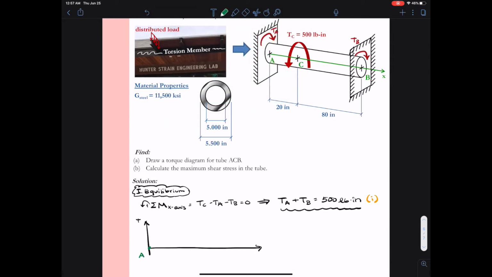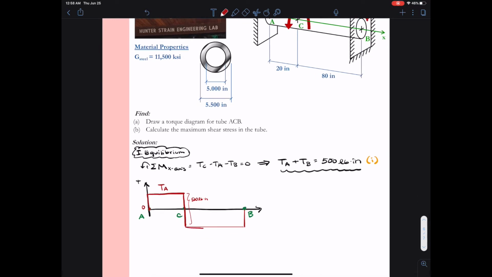So drawing a torque diagram, we're going to follow the rules that we have for our torque diagrams. The torque at A is clockwise applied, so that creates a positive jump in our torque diagram. So we'll go from 0 up to some value. Now this value is just the torque at A. I don't know what this is yet. Then we have the counterclockwise applied torque of 500 pound-inches. So this causes a drop down in our torque diagram of 500 pound-inches. Remember, we drop down as we're moving from left to right. We drop down 500 pound-inches. This brings us to some new value of torque, and that's going to be negative in this case.